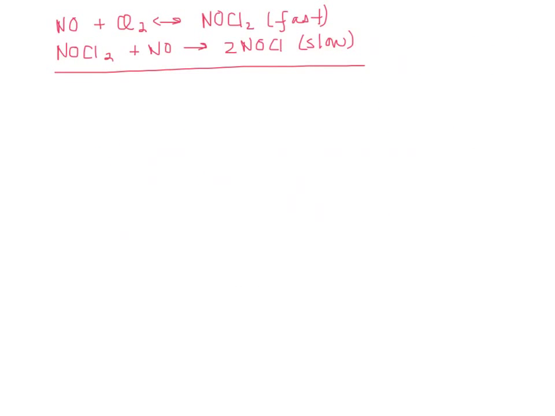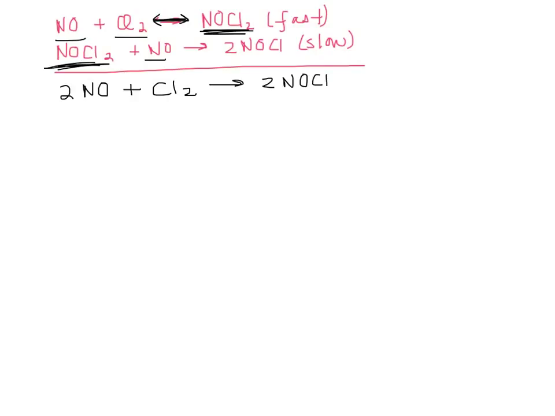So let's look at this reaction. This is a two-step mechanism, where NO combines with Cl2 in an equilibrium reaction to make NOCl2. That's a fast step. And then the NOCl2 reacts with NO to make 2NOCl. So the overall stoichiometry here is going to be 2NO plus Cl2. This is on both sides, so it's going to cross out, it's going to disappear. Gives me 2NOCl. So that's the overall reaction. And what's the intermediate? Well, the intermediate is NOCl2.